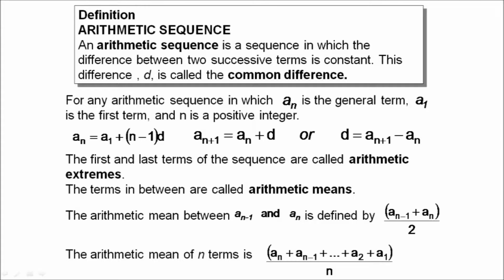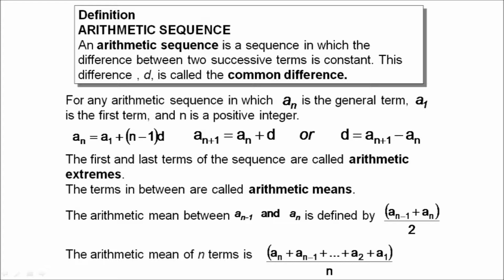By definition, an arithmetic sequence is a sequence in which the difference between 2 successive terms is constant. This difference, denoted by d, is called the common difference. For any arithmetic sequence in which a sub n is the general term, a1 is the first term, and n is a positive integer defined as the number of terms, the formula for the nth term is a sub n equals a1 plus (n minus 1) times d.